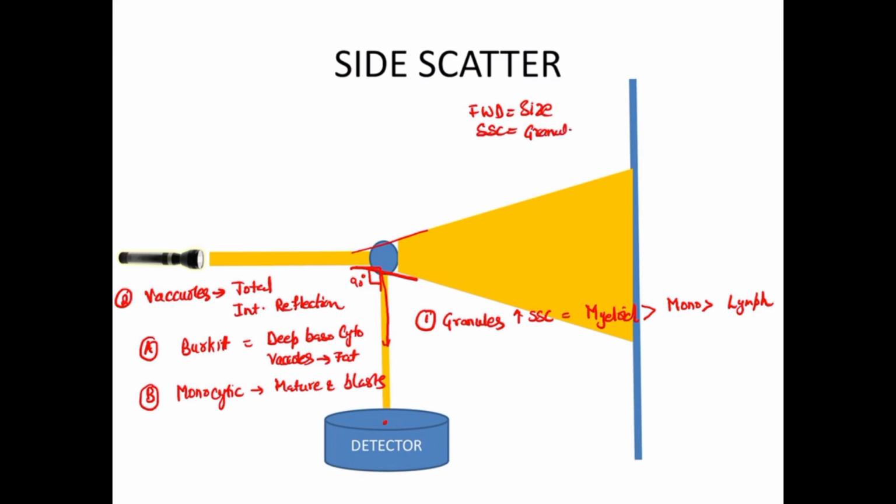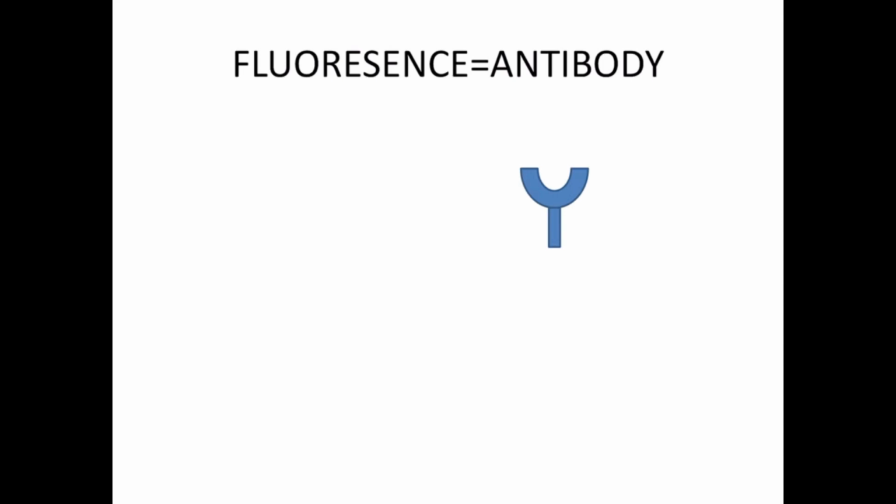All right. After this scatter, let's come on to fluorescence. Now to understand fluorescence, let's say we have this antibody. Let's say this is a CD20 antibody. Now we know that CD20 is an antibody which goes and binds to the CD20 antigen. And which are the cells which contain CD20 antigen? Of course, the B cells. Almost all the mature B cells except plasma cells will contain a lot of CD20 antigen on their surface.